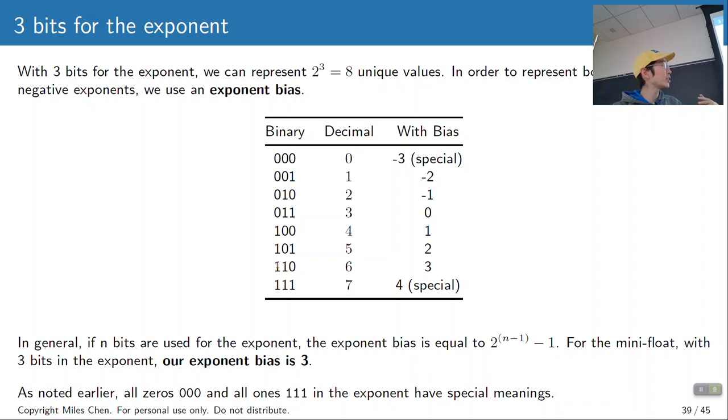So when I store the exponent 110, which is 6 in decimal, that corresponds to a 3 with the bias. And if I have 001, which is 1 in decimal, I have an offset of minus 3, and that corresponds to negative 2, okay? And this is how we would represent all of the values in between.